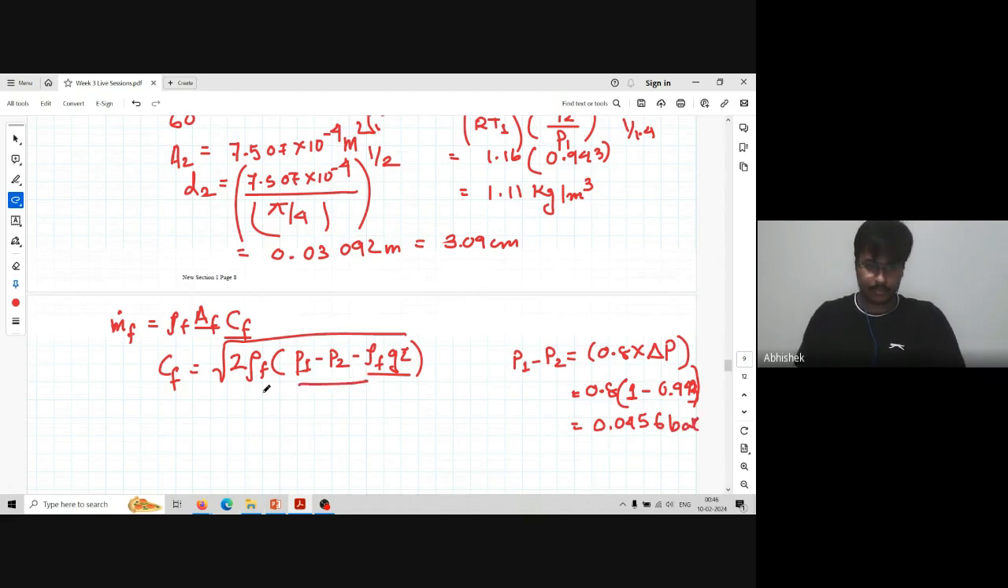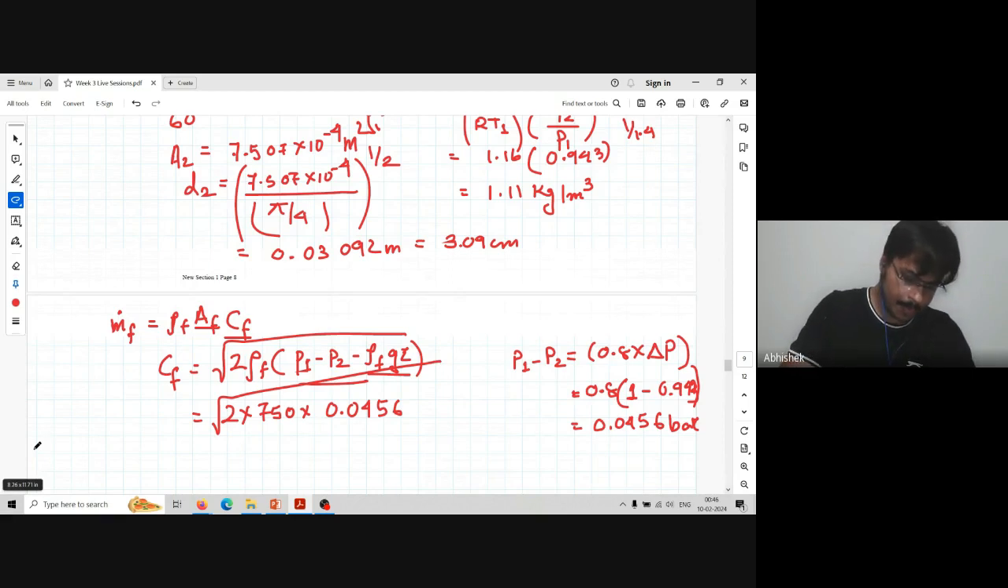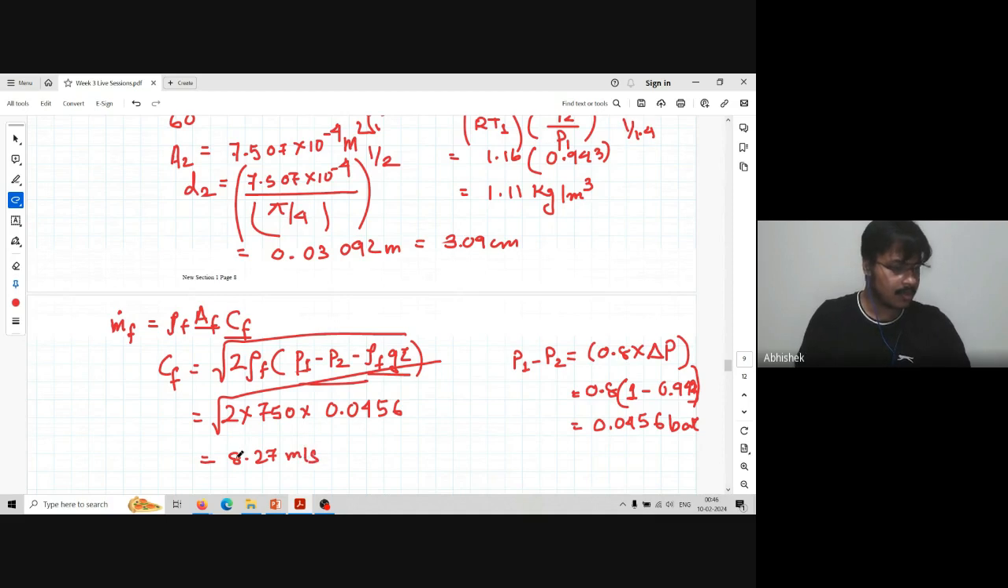Substitute here. So root over 2 into 750 into 0.0456, whole root over 750 into 2. You get 8.27 meter per second.